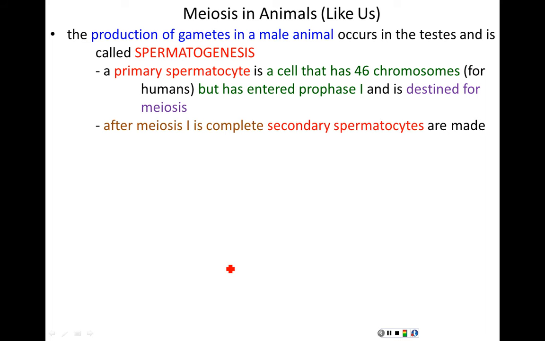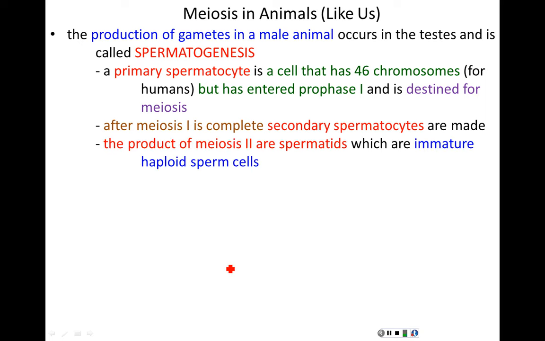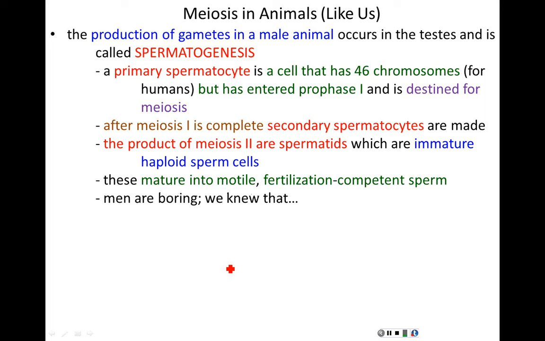After meiosis I is complete, we have a reductive division. We now have secondary spermatocytes with half the number of chromosomes as was in the primary spermatocyte. The product of meiosis II are spermatids, which have the right configuration and number of chromosomes, but are simply immature haploid sperm cells. They don't have a tail, they're not yet motile. These spermatids do mature into motile, free-swimming, fertilization-competent sperm, and they're done.